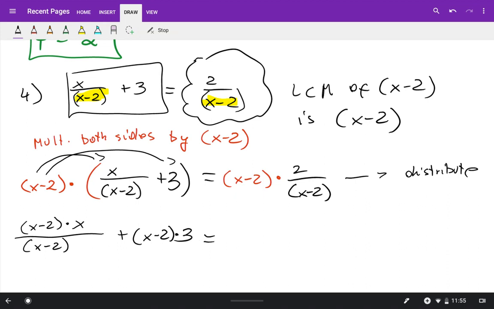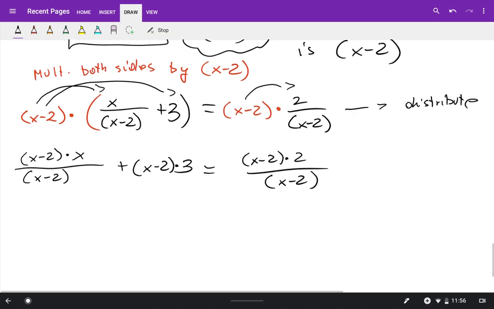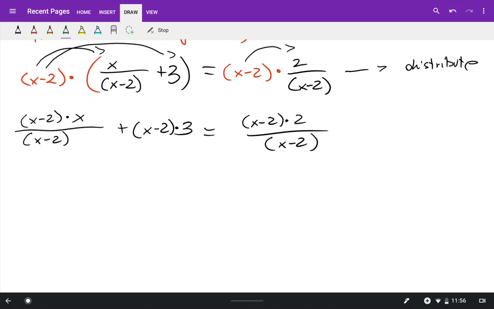And now we'll do the same thing on the right side. You have to multiply this fraction by x minus 2. So you only multiply the numerator. So this is x minus 2 times 2 over x minus 2. Okay. Now the idea is to multiply both sides of the equation by LCM so that a lot of stuff will reduce. So look what happened. We have the same expression on the top and on the bottom, so that will cancel.